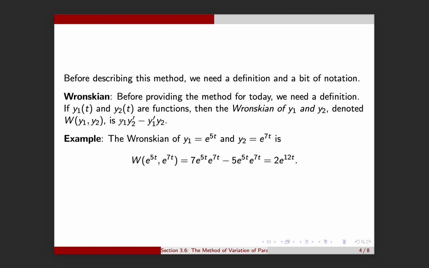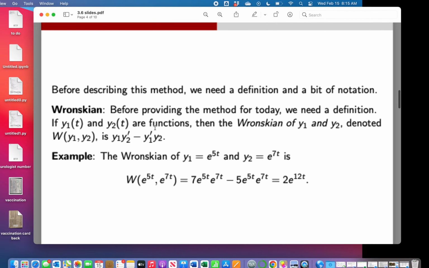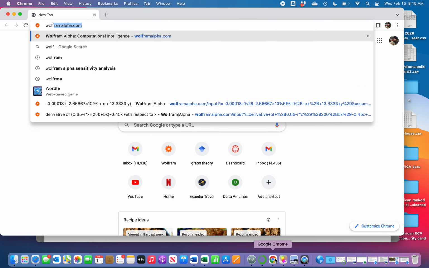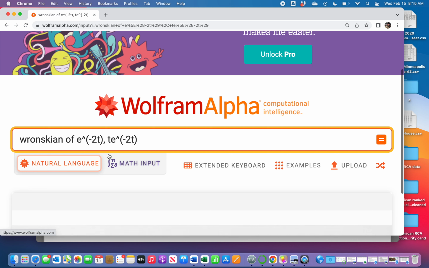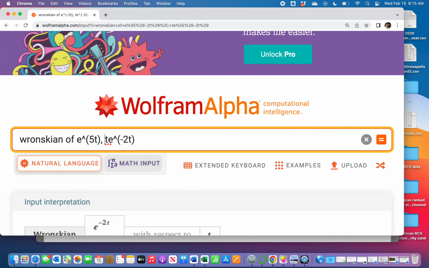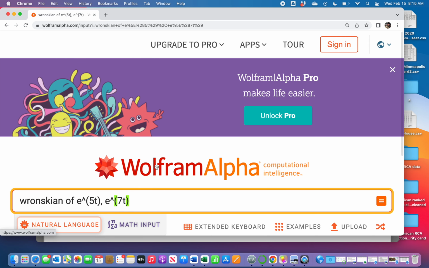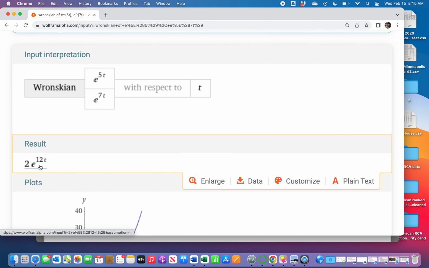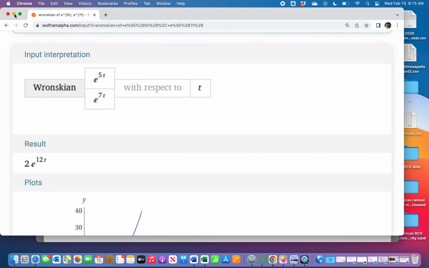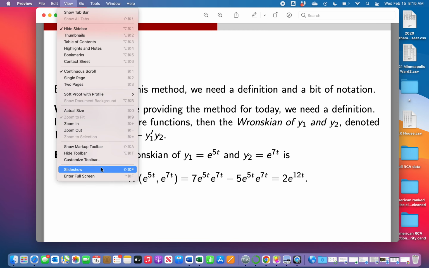Now the formula here is not super relevant. You can just ask Wolfram to get this for you. There's some nice theory here from linear algebra. Those of you who've had that will recognize this as a determinant of a 2x2 matrix. You don't have to recognize that, of course. If you go to Wolfram and say Wronskian, here's the format I like: Wronskian of function 1, function 2, separating the functions with a comma, and hit enter. It says here 2e to the 12t, what's on the slide. So you can use Wolfram to get Wronskians for you if you want, and save yourself a little bit of computation.